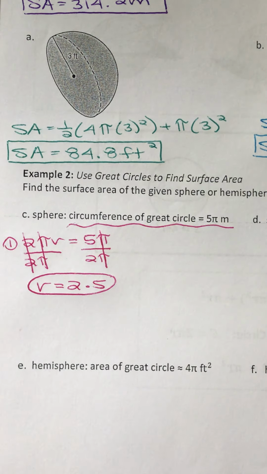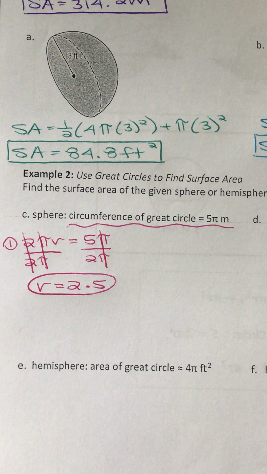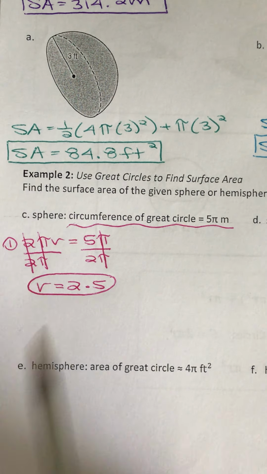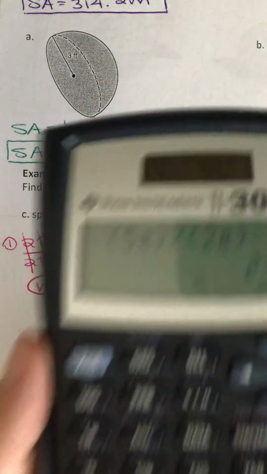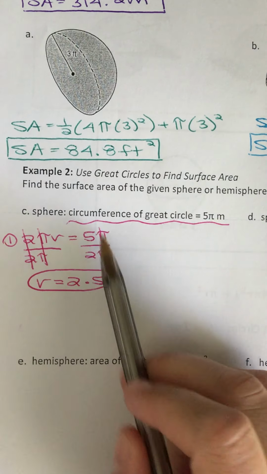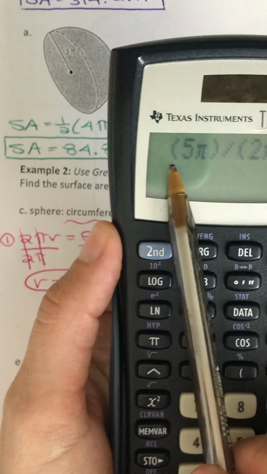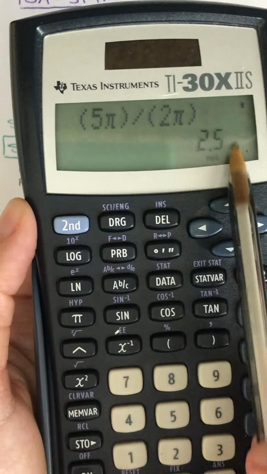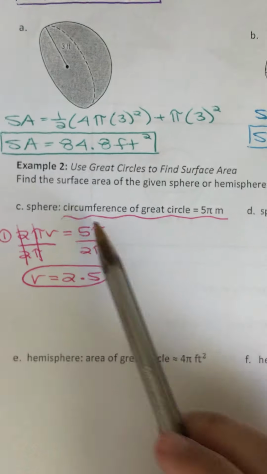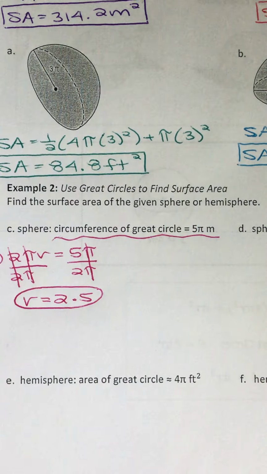So now when I plug that formula back in, I'm going to just use 2.5 as my r. Just to show you, if you didn't realize that this is going to cancel, if I put in my calculator 5 pi divided by 2 pi, it would also give me 2.5. So if you didn't recognize that the pi's cancel, you can plug it in your calculator. Just make sure you use parentheses.